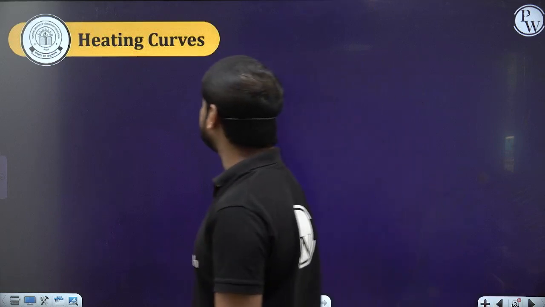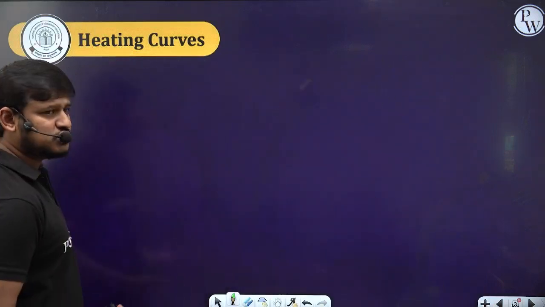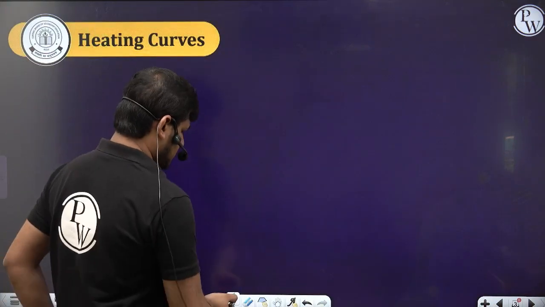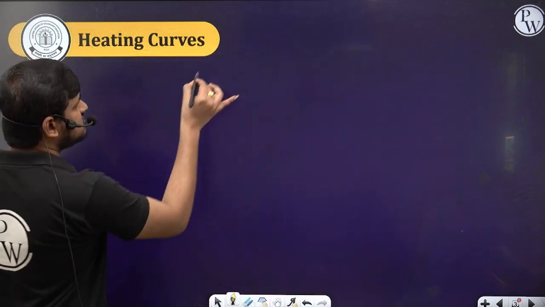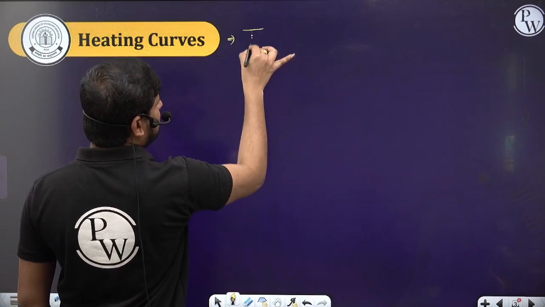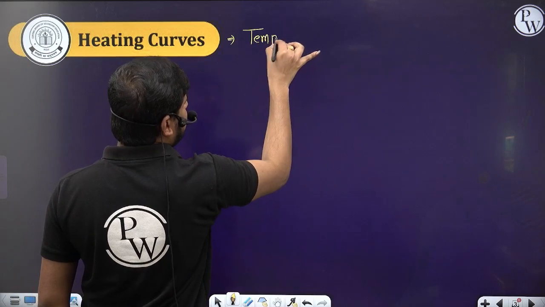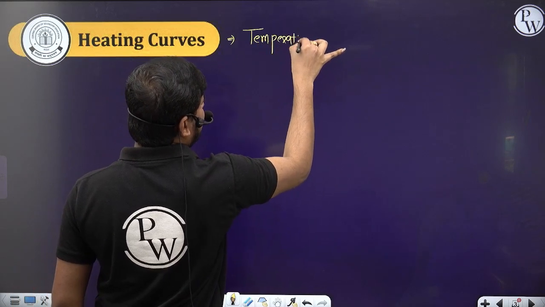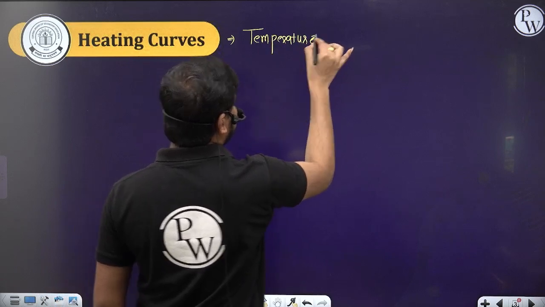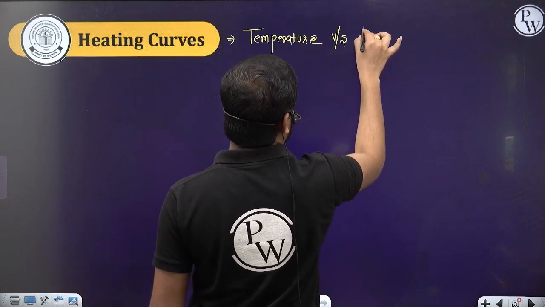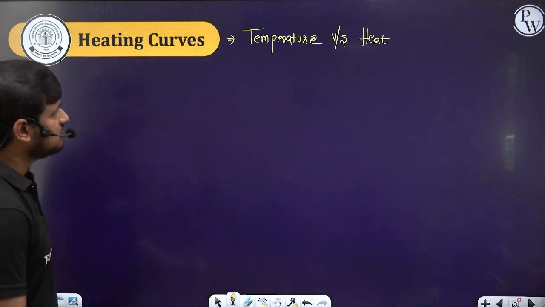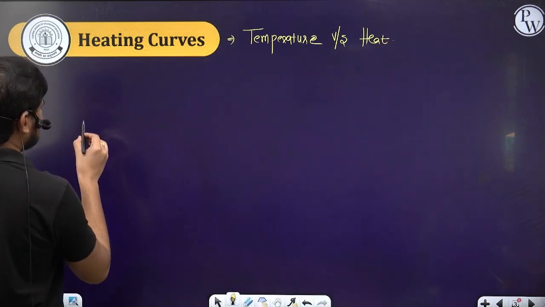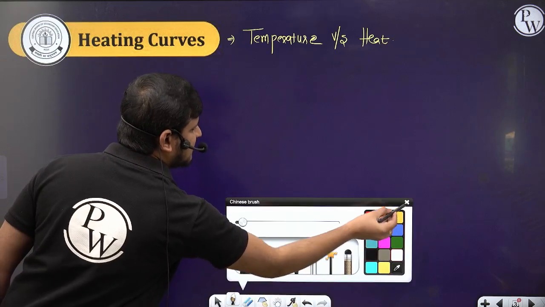First let's go for the heating curve. Let's understand this heating curve through an example. The heating curve is actually a graph, or the curve, between temperature versus heat. Okay, chalo. Let me take an example, so through the example we can understand better.